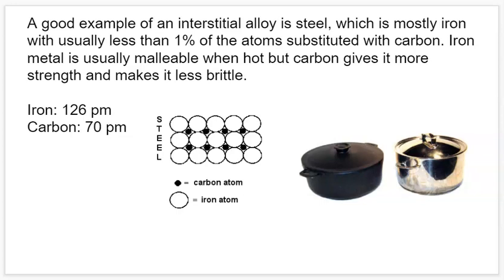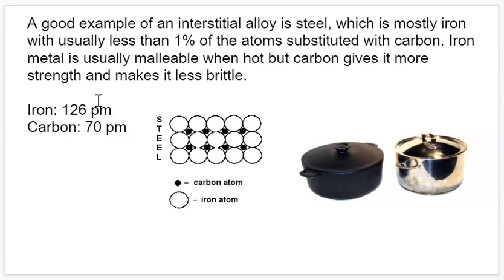A good example of an interstitial alloy is steel, which is actually not a combination of two metals. It's a combination of iron with a bit of carbon added to it, where the carbon ends up making less than 1% of the total atoms in the structure. And you can see with the sizes of iron and carbon, carbon is a bit more than half the size of iron. So it's not going to fit nicely in the structure the way that copper was with zinc.